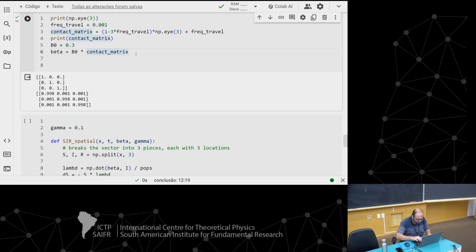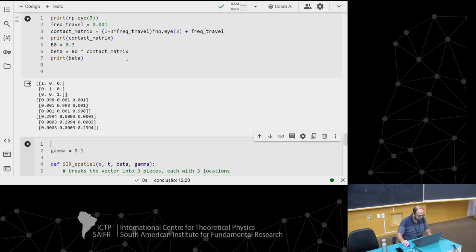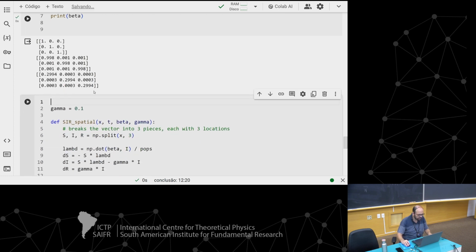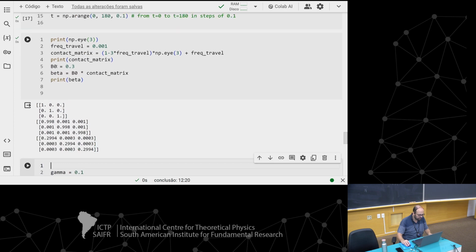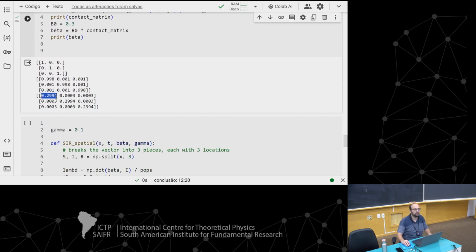And then my beta at the end is going to be exactly this matrix, but multiplied by a constant. If the beta before was 0.3, it will be slightly below 0.3 inside each city, but has also some other contributions from the other cities. Does that make sense? I think this example is actually easier than the previous one.